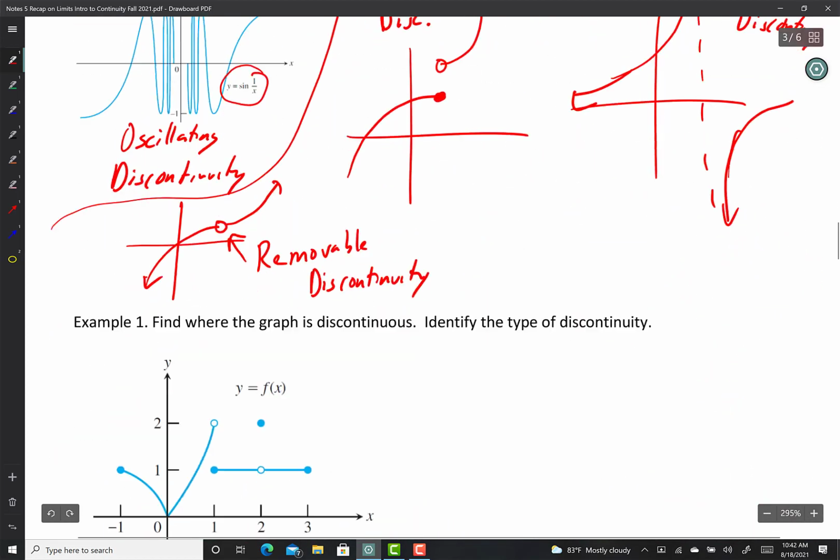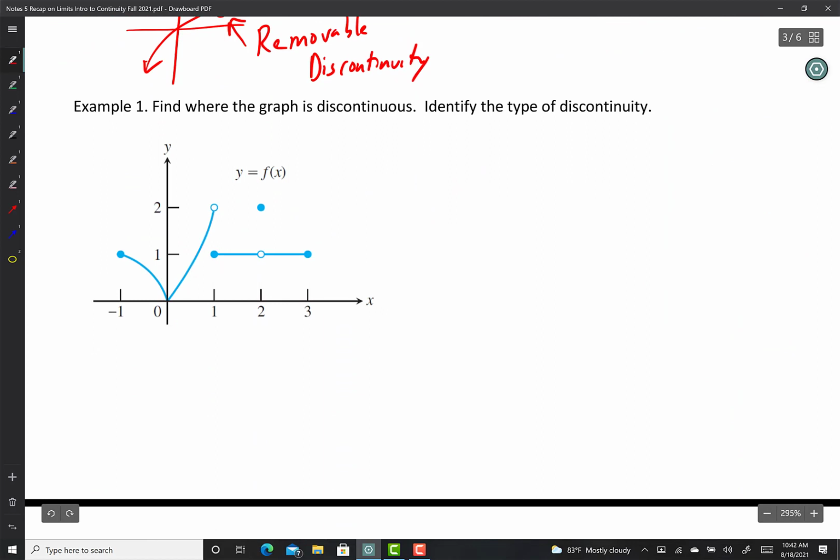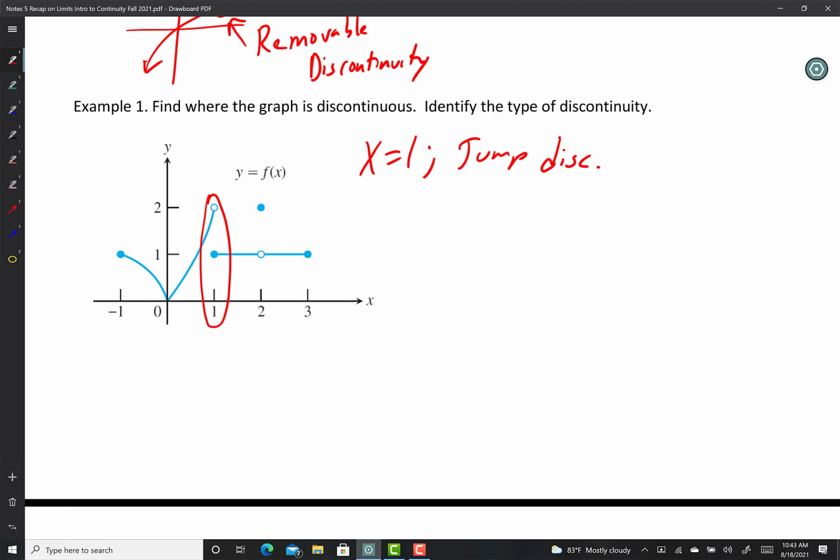Okay. So here we go, guys. Find where the graph is discontinuous. Where am I discontinuous? At 1 for sure. And what type of discontinuity is that? That's a jump. Jump discontinuity. Where else? 2. What type of discontinuity is that? Perfect. Removable. Is there any other discontinuities? I think that's all I see. Is that all you guys see?